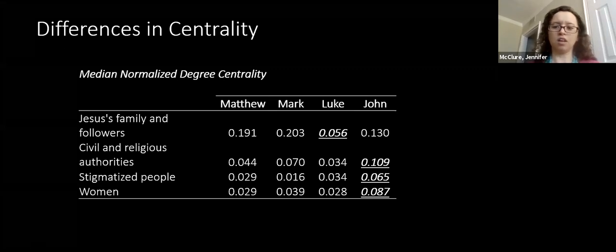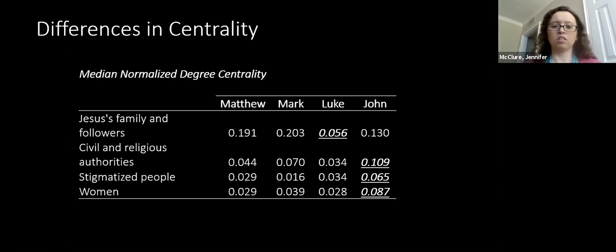And so because John does not differentiate as clearly between the religious leaders and opts just to refer to them as the Jews, that group of religious leaders, the Jewish leaders, is very central in John's network, because John is not differentiating between the different religious leaders. And because of that, the levels of centrality for the authorities in John are significantly higher, because this group called the Jews or the Jewish leaders is tied into so many of the narratives.